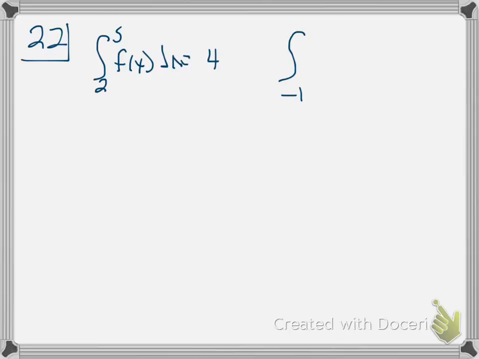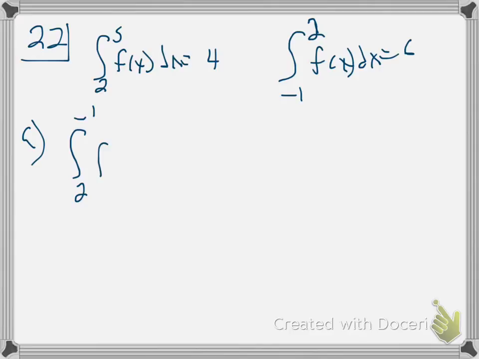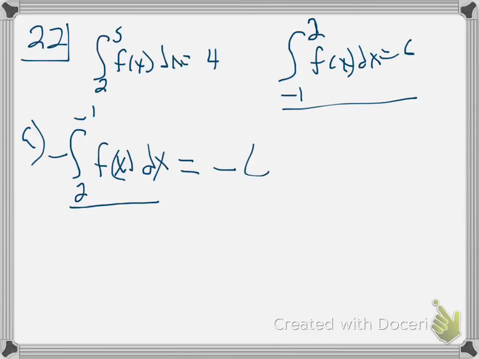22, we've got some integral properties here. They tell us the integral from 2 to 5 of f of x dx is equal to 4, and the integral from negative 1 to 2 of f of x dx equals 6. Now part A, they're looking for the integral from 2 to negative 1 of f of x dx. Now, you notice the limits of integration are switched here. So what we would have to do is put a negative sign out in front of the original. So instead of equaling 6, it's negative 6.